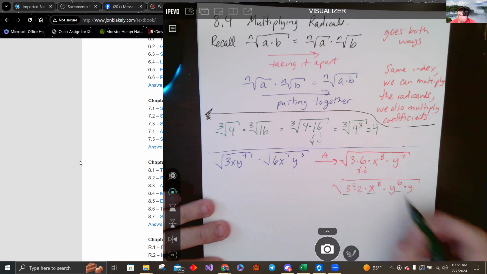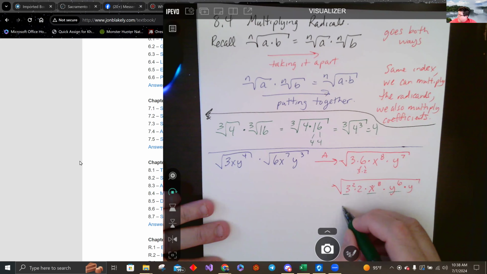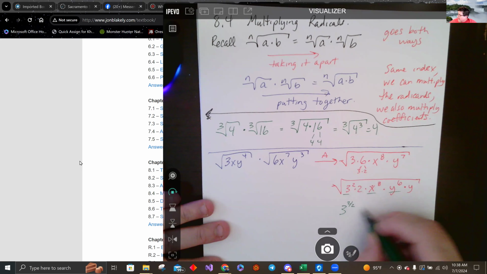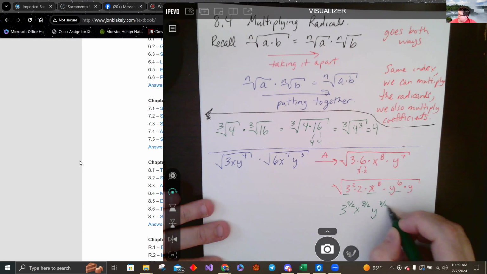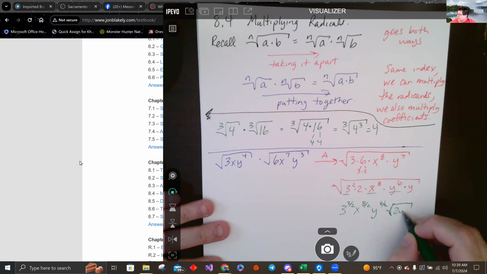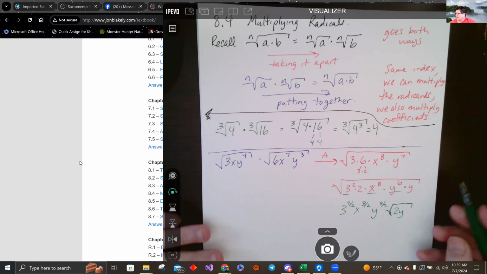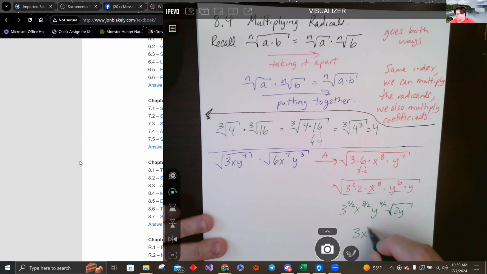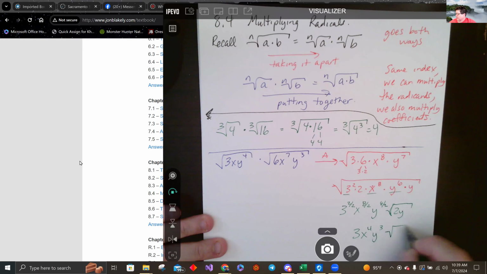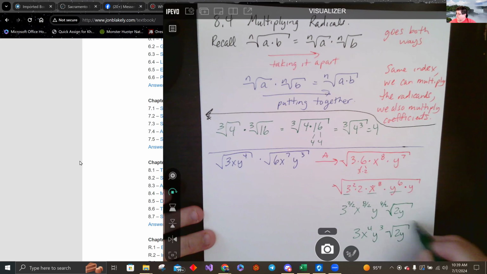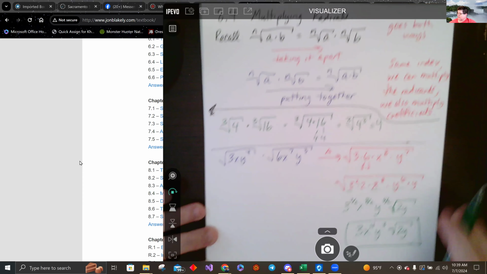So these will come out. 3 to the 2 over 2, x to the 8 over 2, y to the 6 over 2. And I'm left with the square root of 2y. x to the 4th, y cubed, square root of 2y. That's path A.